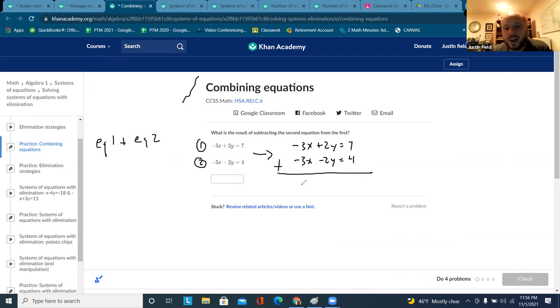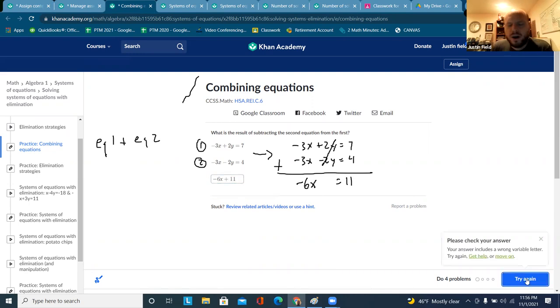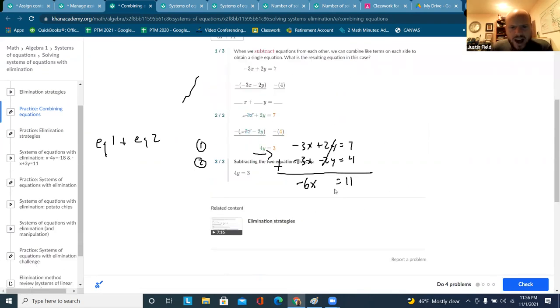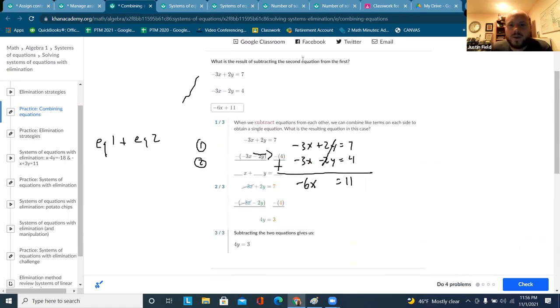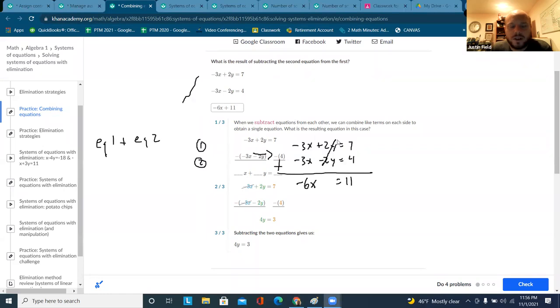So what is -3 plus -3? That is -6. What is 2 plus -2? That's 0, so these terms cancel out. And what's 7 plus 4? I think it's 11. So the answer to this question is -6x plus 11. And the winner is, all right, 4y equals 3. Well, no. Let me go ahead.